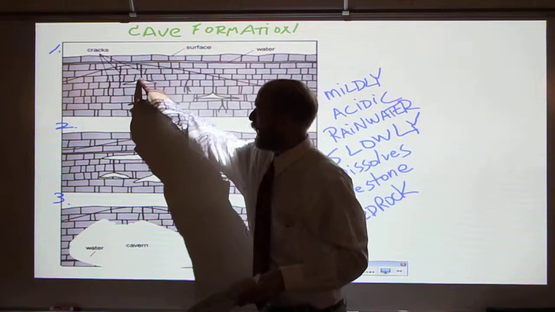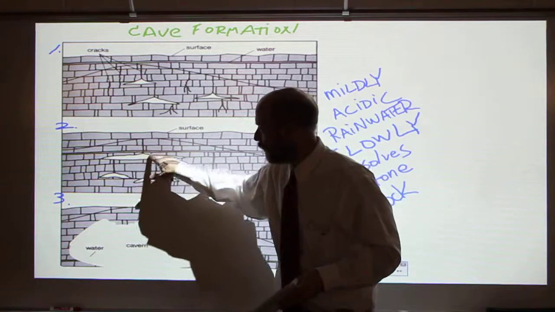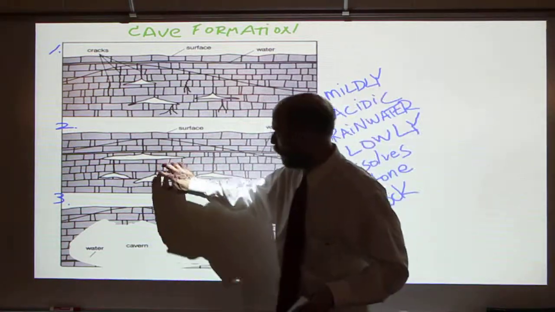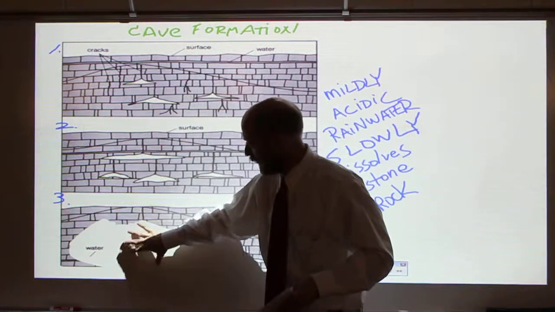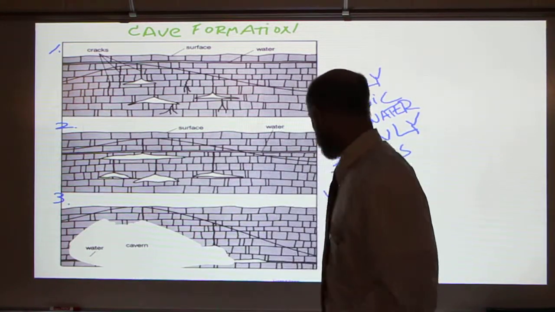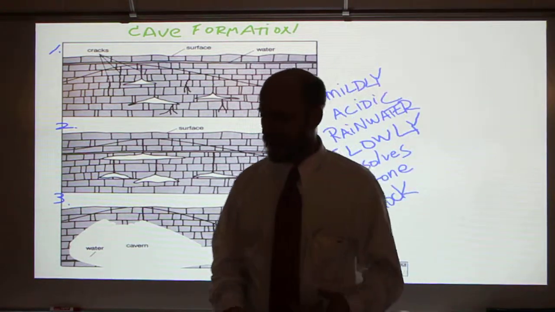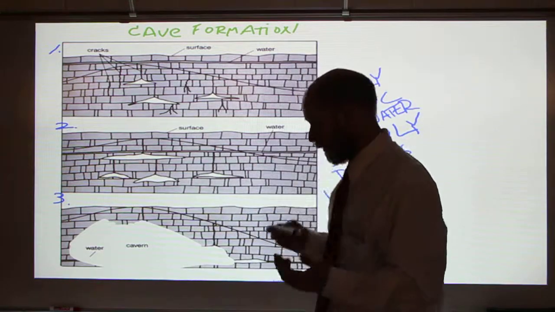So water gets in the cracks and dissolves some of it here. Jump ahead another 1,000 years, there's more dissolved, and then jump ahead here. Now all of this area has been dissolved, and you have an open space underground. We'll call it a cave, we'll call that a cavern. Mildly acidic rainwater slowly dissolves limestone bedrock. If you've ever been to caverns, for instance, that's how they formed.